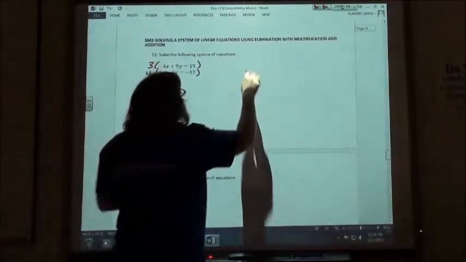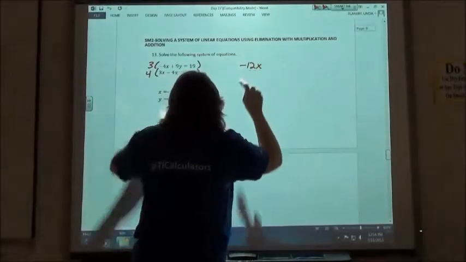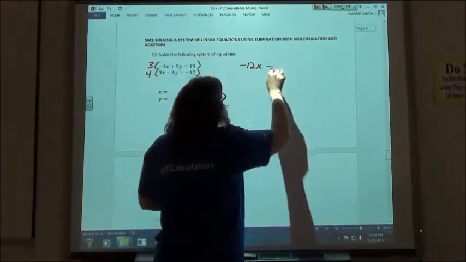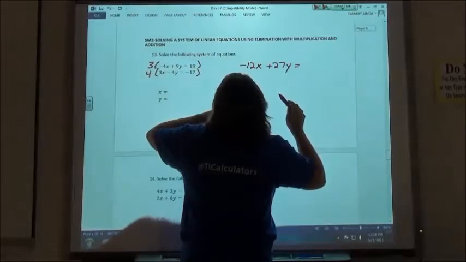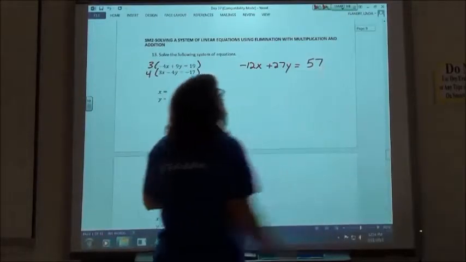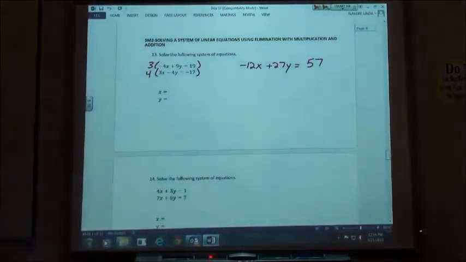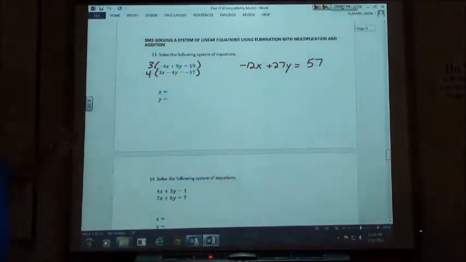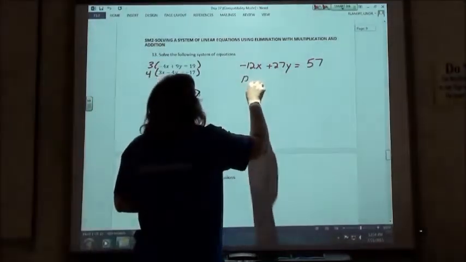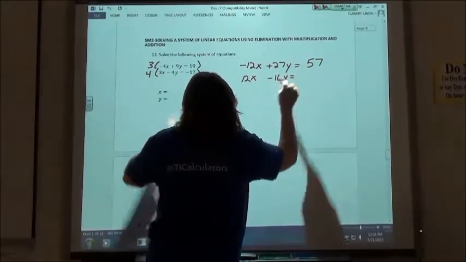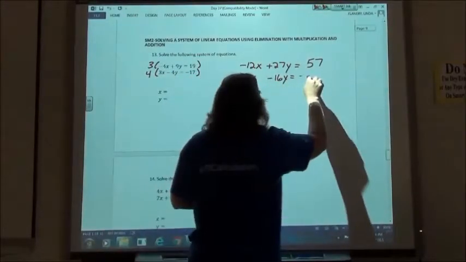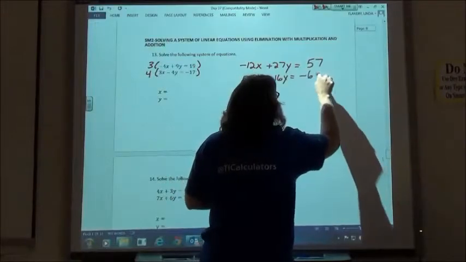3 times negative 4x would be negative 12x. 3 times a positive 9y is a plus 27y. 3 times 19 must be somewhere around 57. On the bottom, 4 times 3x is 12x. 4 times negative 4y is negative 16y. 4 times negative 17 is negative 68.